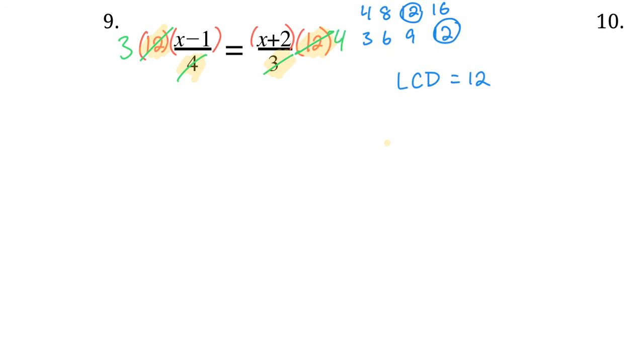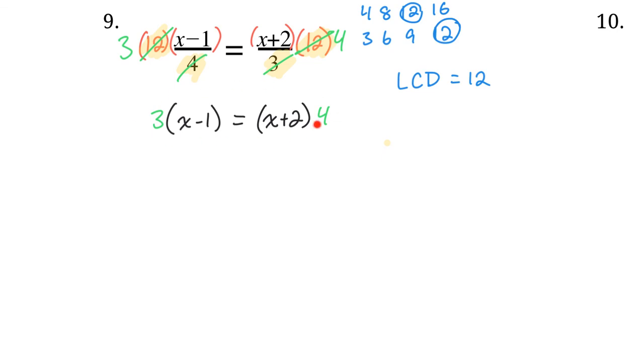So let's just rewrite that. We have 3, and then in brackets, we have x minus 1 equals x plus 2, and then that 4 at the end. So this 3 in the front came from 12 divided by 4, and that 4 at the end came from 12 divided by 3. So that's how we got rid of our denominators.